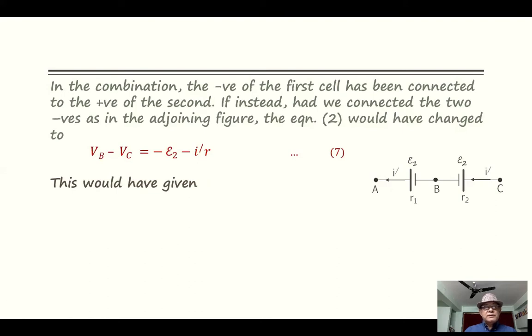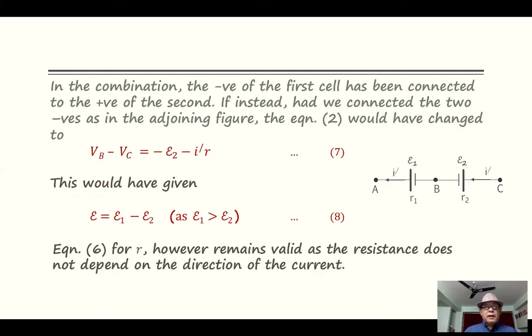This would have given E equal to E1 minus E2, as E1 is greater than E2. We call it equation 8. And obviously, because the cells are connected in the reverse order, current will change from I to I dash, say. Equation 6 for R, however, remains valid as the resistance does not depend on the direction of the current.